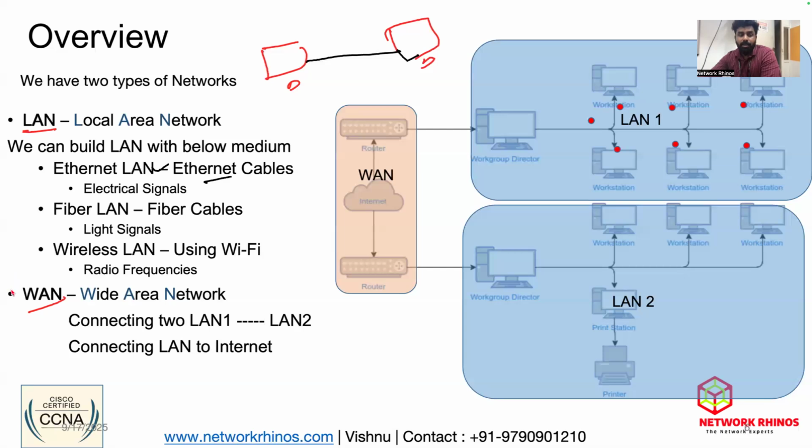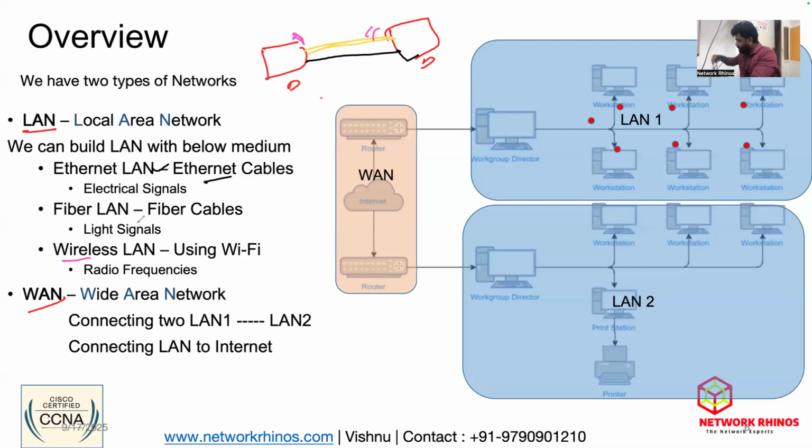Or else I can also use a fiber cable. If I'm using a fiber cable, that's termed as fiber LAN. Or the third and last method, Wi-Fi. What if I communicate using a wireless network or Wi-Fi? Wi-Fi means wireless LAN. See, when you're using an Ethernet cable, the Ethernet cable looks like this.